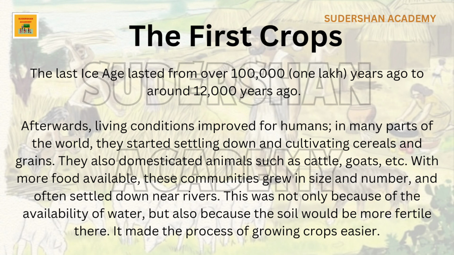With more food available, these communities grew in size and number, and often settled down near rivers. This was not only because of the availability of water, but also because the soil would be more fertile there. It made the process of growing crops easier.